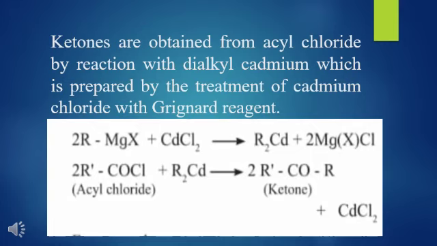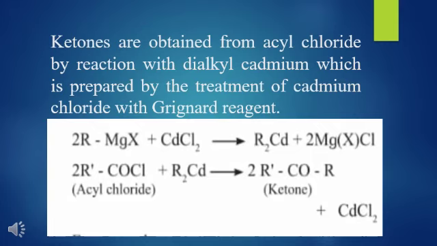Grignard reagent means RMgX. R means any alkyl group, Mg is magnesium, and X means halide. This Grignard reagent reacts with cadmium dichloride and it gives dialkyl cadmium and 2 MgXCl.